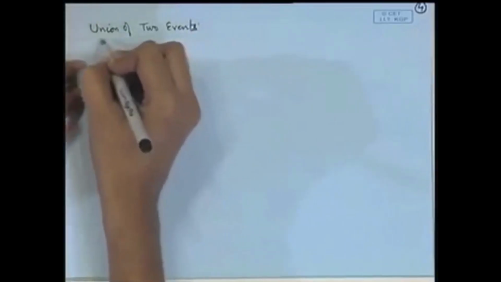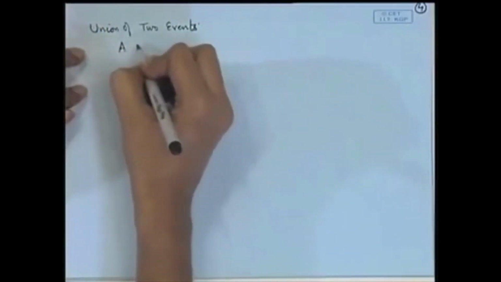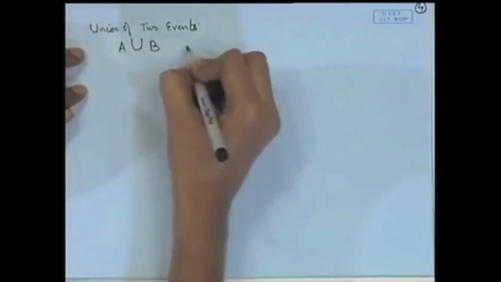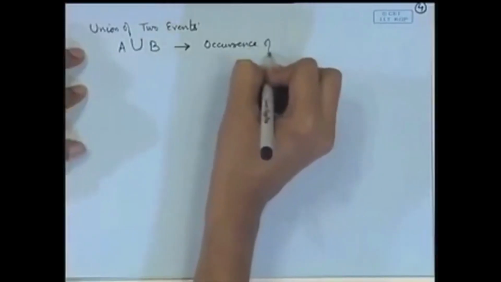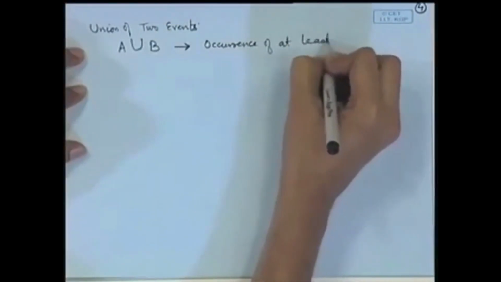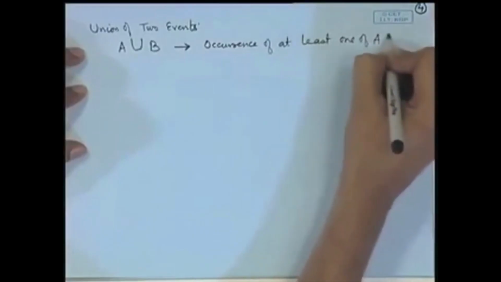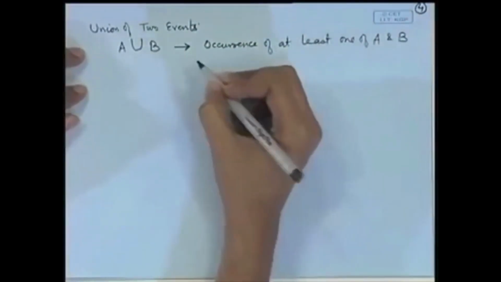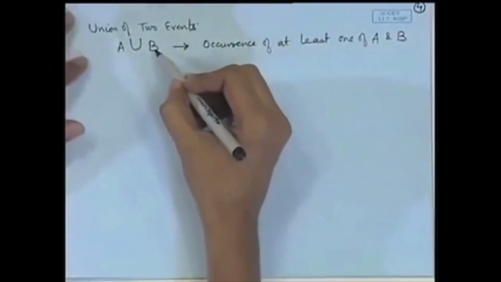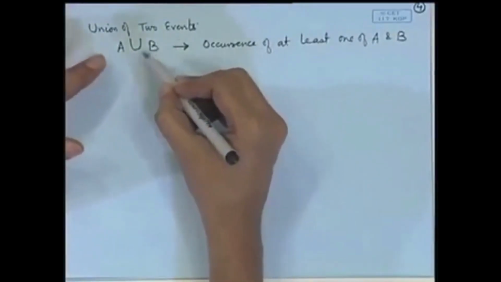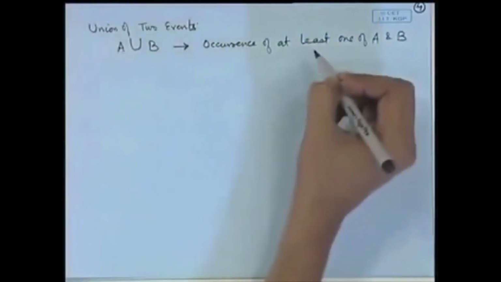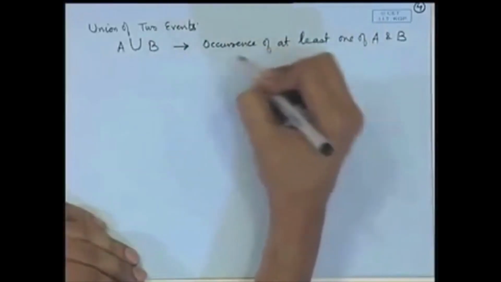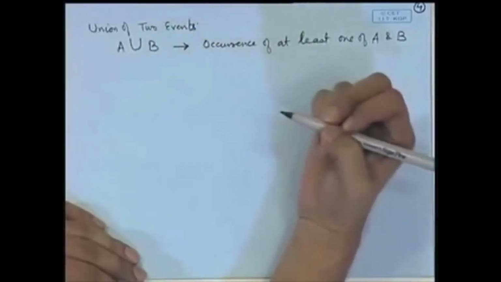So, what does union of two events imply? If I say A and B are two events, then A union B will mean occurrence of at least one of A and B. That means either A occurs or B occurs or both occur. So, in set theoretic representation, A union B means the set of elements which are either in A or in B or in both. In probability theory, the event A union B will indicate that at least one of A or B has occurred.